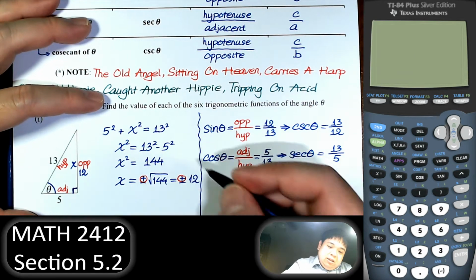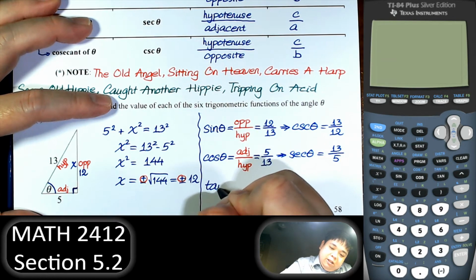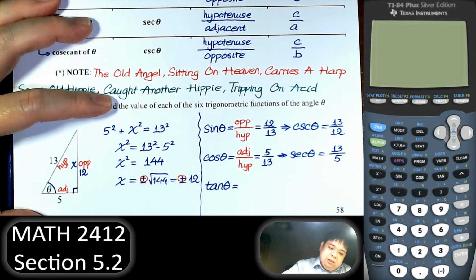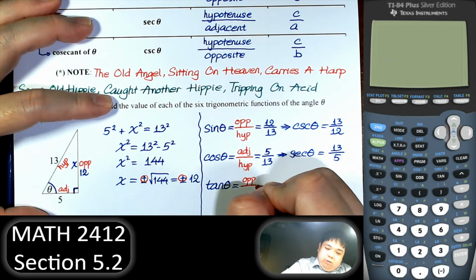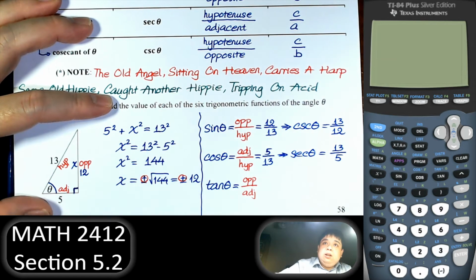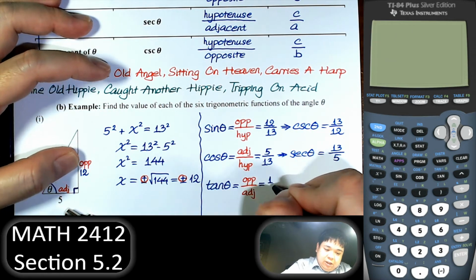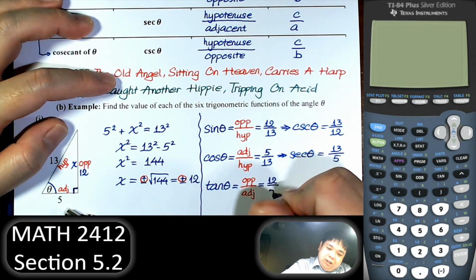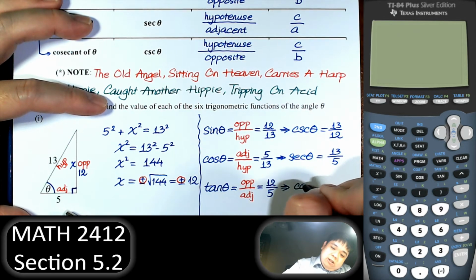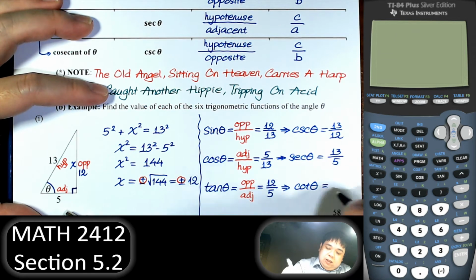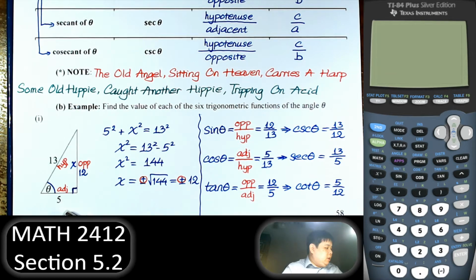And next, we have tangent, which is opposite over adjacent. And cotangent is the reciprocal of that. That's simple enough.